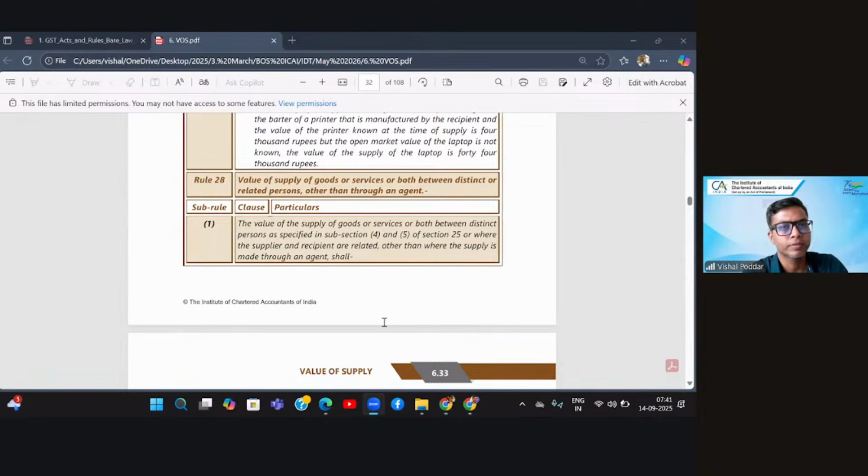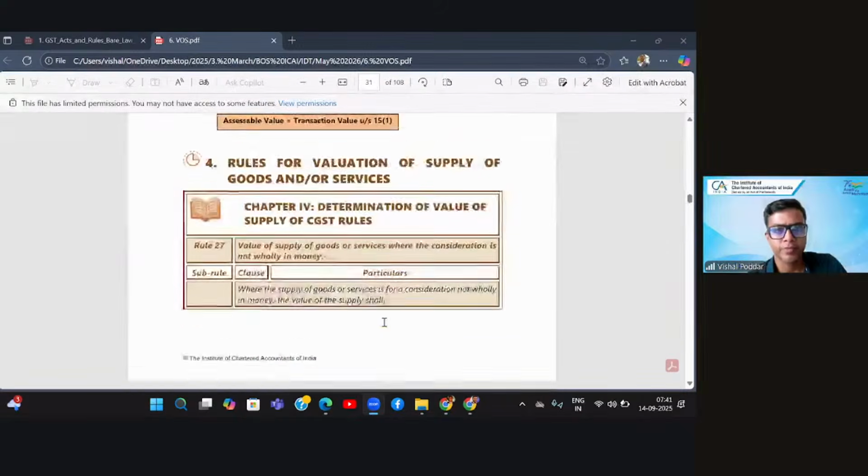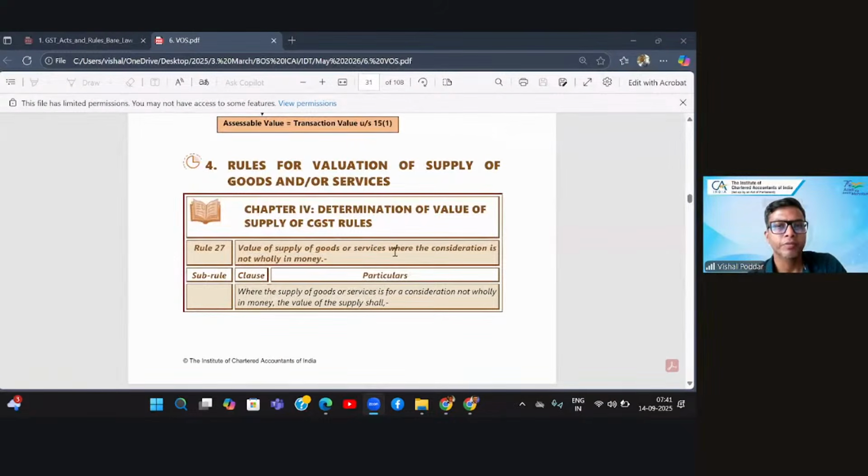Rule 27, sir. Okay. But 27 says, if I'm not wrong, value of supply of goods where the consideration is something. It means there is a consideration in case of 27. So Rule 28. So whether 27 will apply or not, Swaminathan? Because others are saying it is 27.